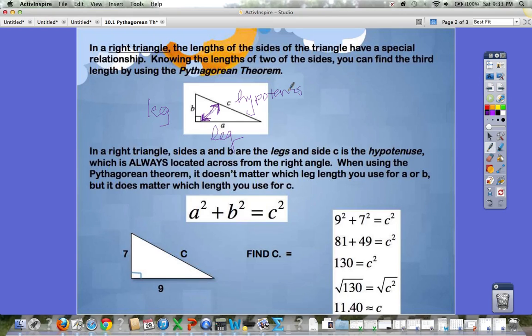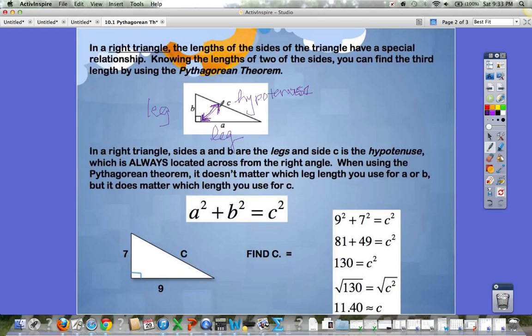and that will be side C. Okay, hypotenuse. All right, so like I said, always, always, always located across from the right angle. It is always going to be the longest side.